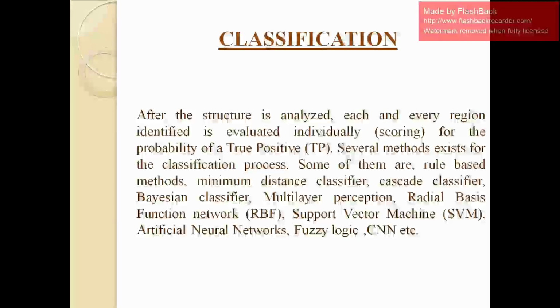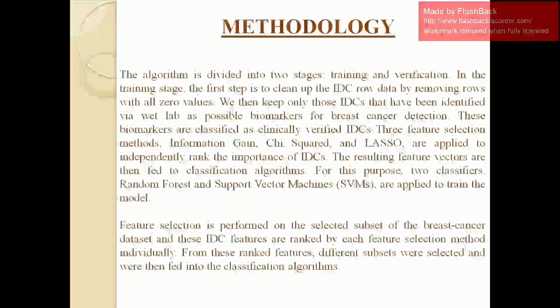After that comes the classification step. After the structure is analyzed, each and every region identified is evaluated individually for the probability of a true positive. Several methods exist for the classification process. Some of them are rule-based method, minimum distance classifier, cascade classifier, Bayesian classifier, and so on. And among these, we choose the CNN.